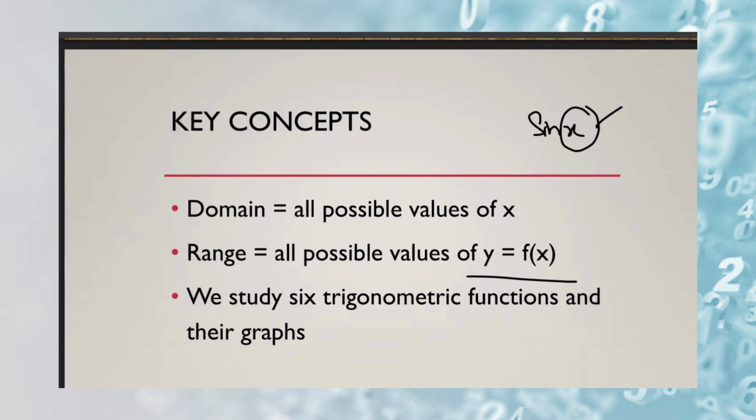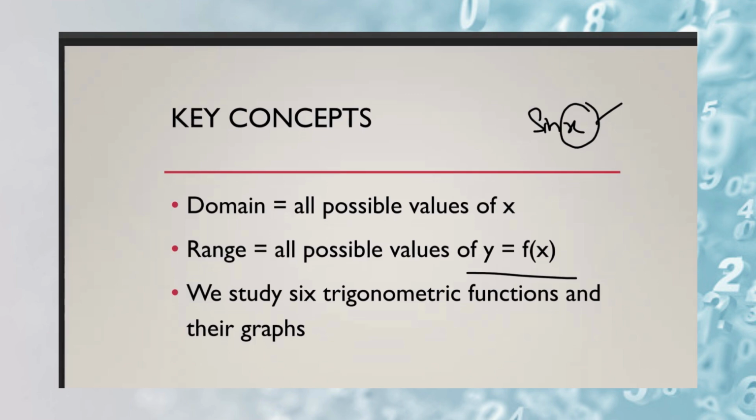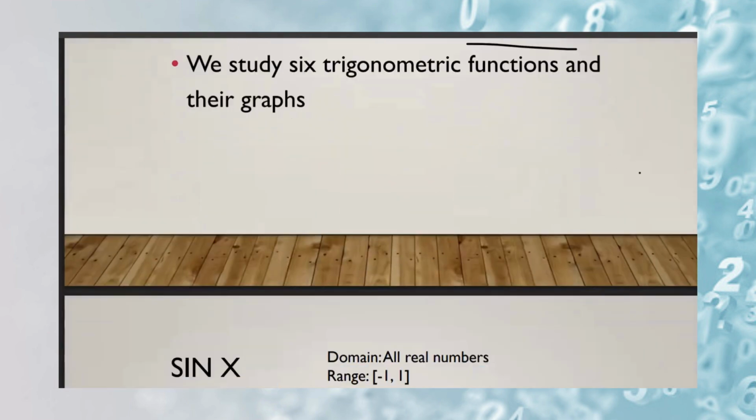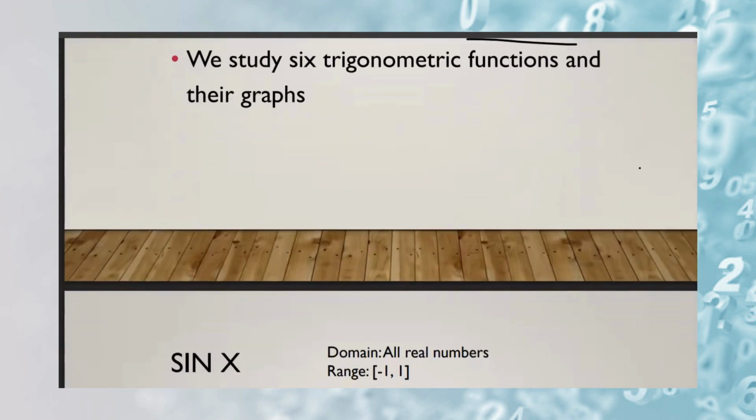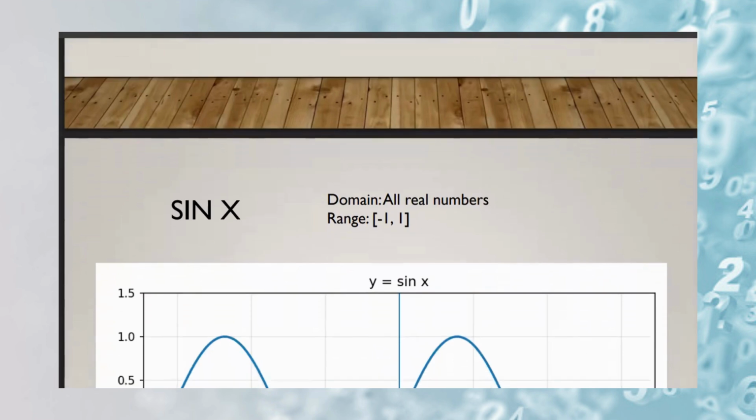Similarly, if I put x is equal to 45 degrees, then sine 45 gives you the value of sine 45. What is that? It's 1 by root 2, right? So we'll be studying 6 trigonometric functions and their graphs. Basically, my concentration is to understand the domain and range of the functions, right?